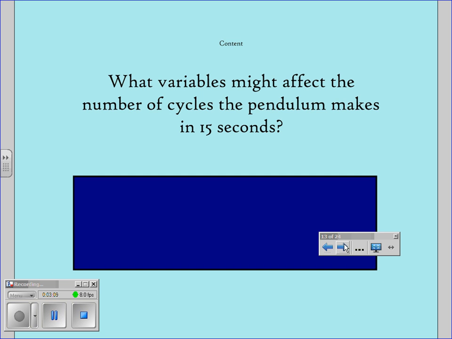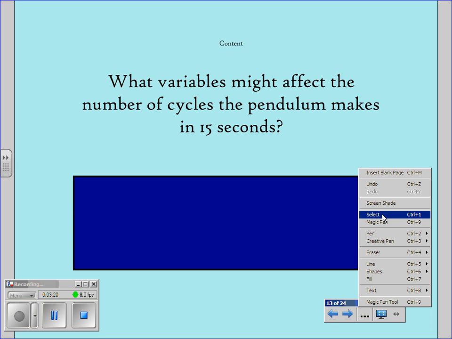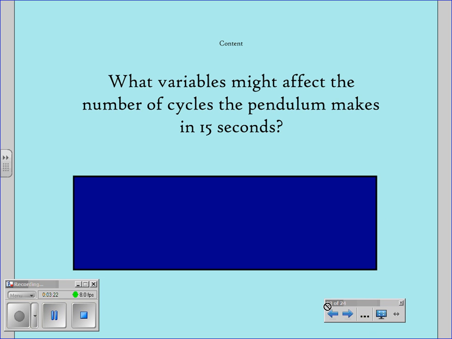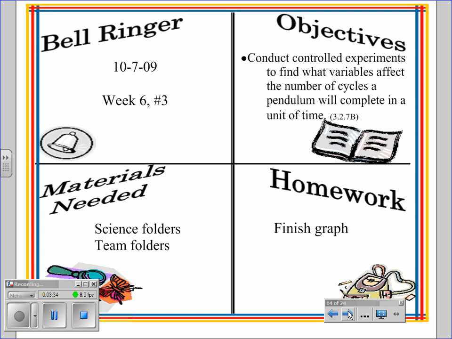Then we went to our content section. We had one question to answer, and we just reviewed again what variables might affect the number of cycles the pendulum makes in 15 seconds. And those variables that we wrote down were mass, adding more pennies or taking them away, changing the length of the string, and then the starting position. And those are the ones we're testing in class today, on Wednesday.